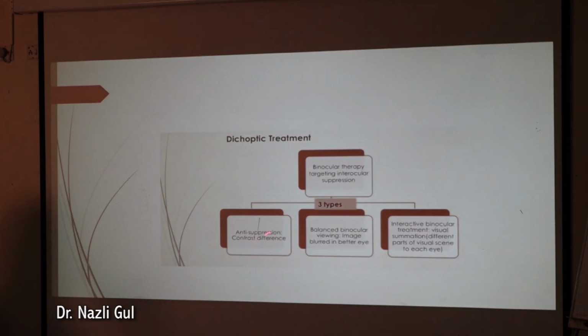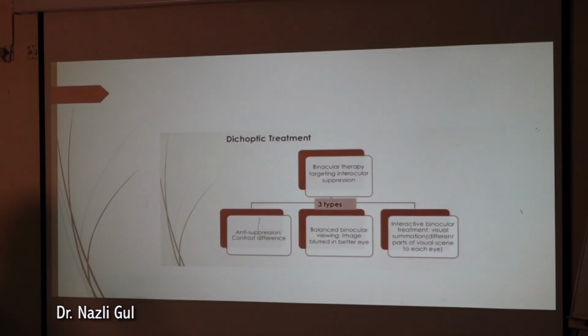So dioptic treatment can be divided into anti-suppression therapy, balanced binocular viewing, and interactive binocular treatment. In anti-suppression therapy, as already mentioned, the eye with amblyopia has decreased contrast sensitivity. So a high contrast image is given to the amblyopic eye, and a low contrast image is given to the better seeing eye. And as the visual acuity improves, the contrast between the two eyes becomes equal.